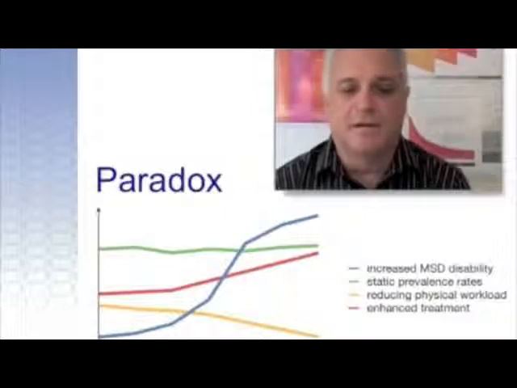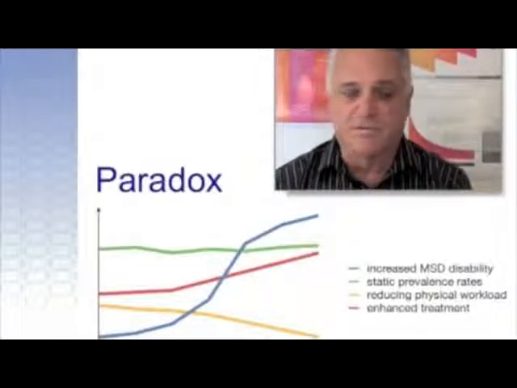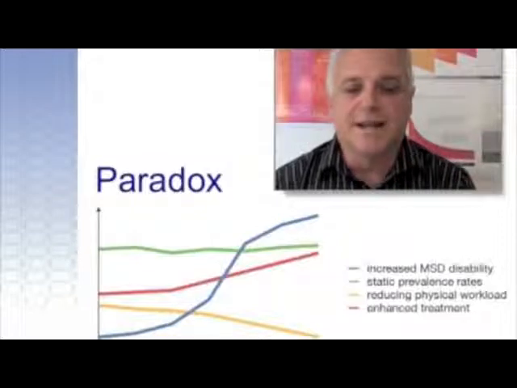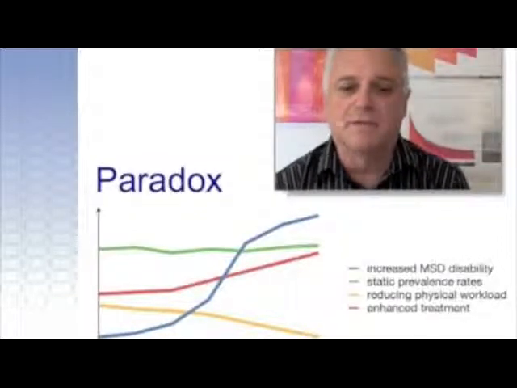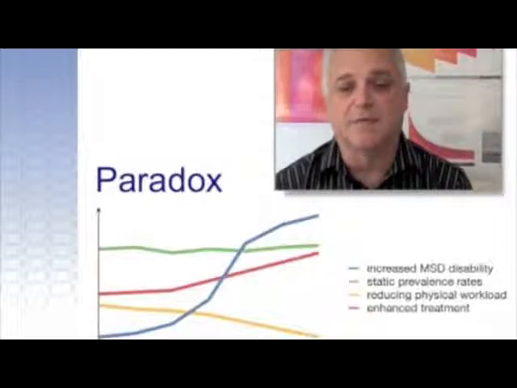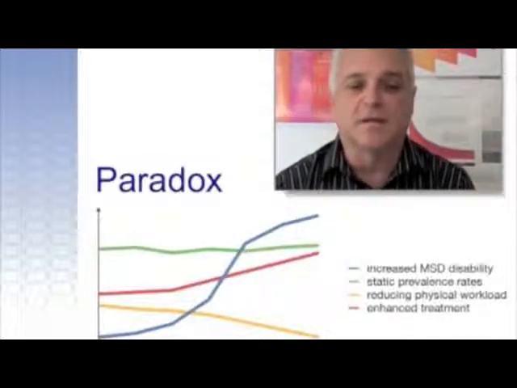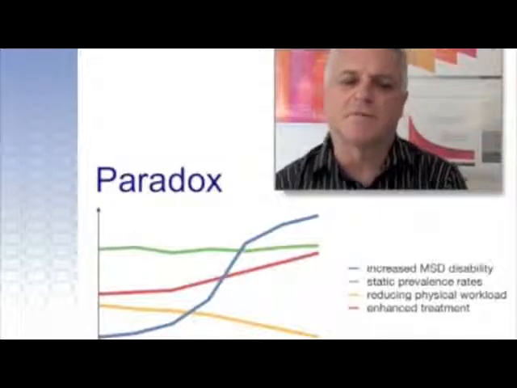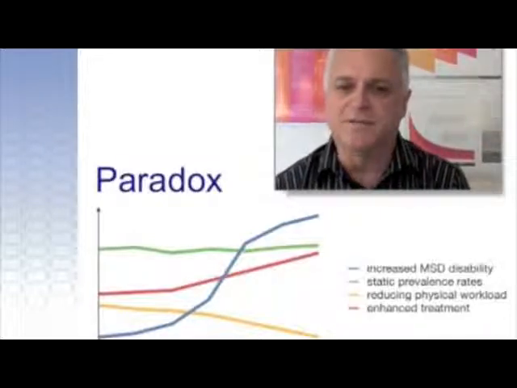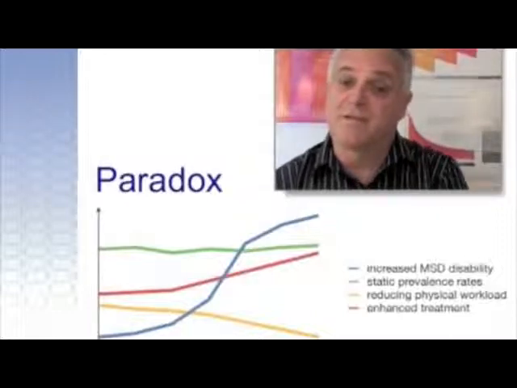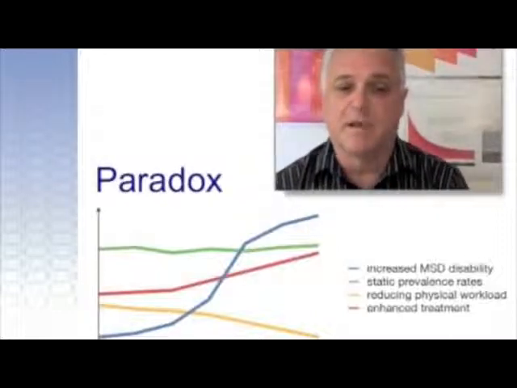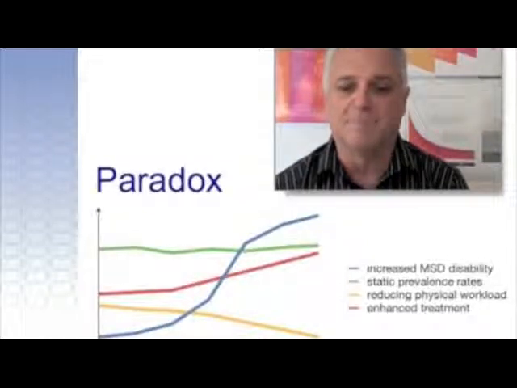Let's turn to injuries and common health problems. There is clearly a paradox when we think about common problems such as musculoskeletal issues. Over the last 50, 60 years, what we have seen, in the blue line in this graph, is a very increased rate of disability due to musculoskeletal problems. This has occurred, though, during a period where in fact there have been static prevalence rates. As everybody knows, the prevalence rates are very high.